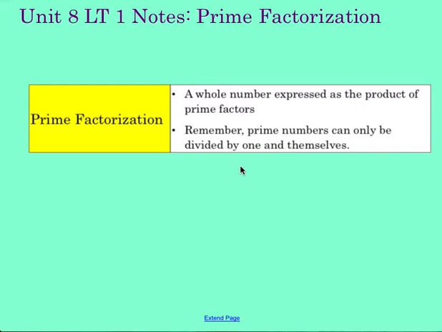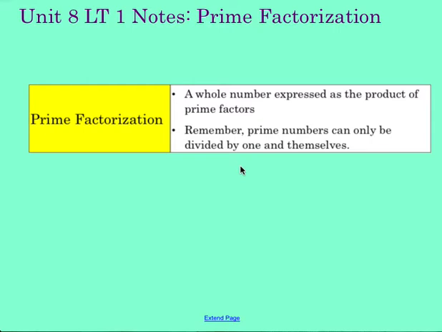So what is prime factorization? Prime factorization is when a whole number is expressed as a product of prime factors. Now remember, a prime number is a number that can only be divided by 1 and itself. Okay, so prime numbers: 2, 3, 5, 7. So we're going to break numbers down into things that are entirely prime, meaning they can't be divided anymore.